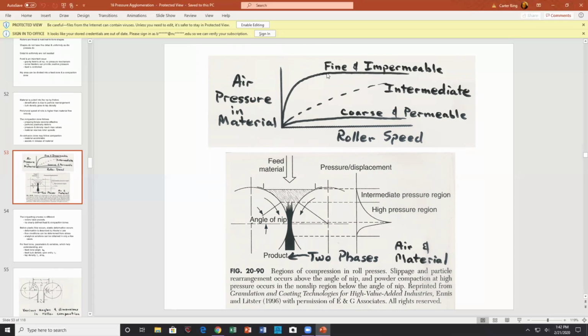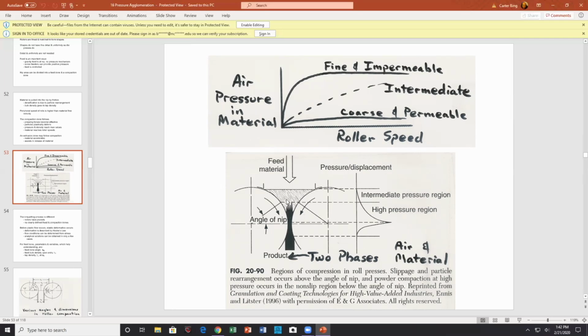Intermediates. See, the fines are what's going to trap the gas in here. Fines are going to be such that it allows the air pressure to build in the material. Whereas here, if it's permeable, there's no air pressure. So now we have to worry about the porosity of this material in here, how porous it is. Porosity being a function of particle size, and particle size determines the porosity.